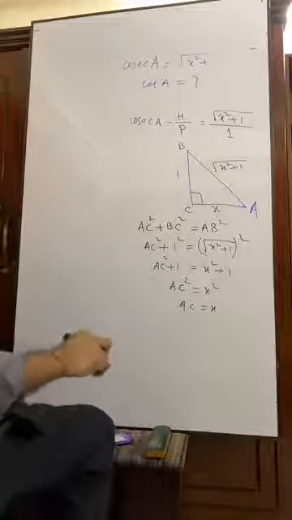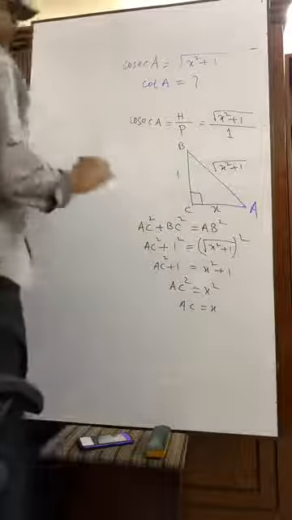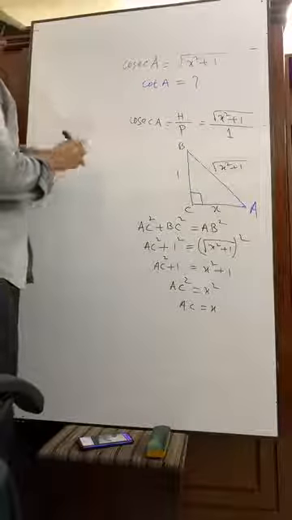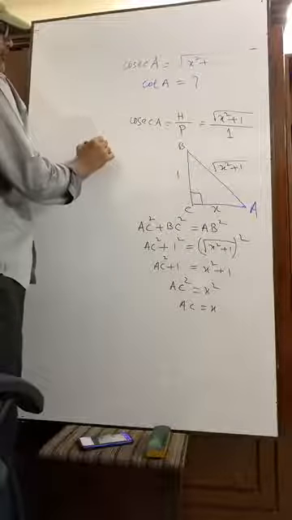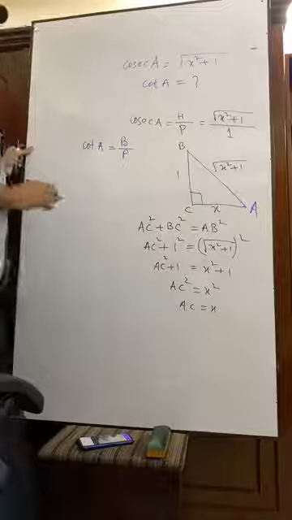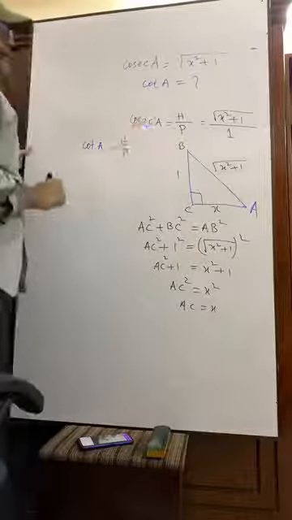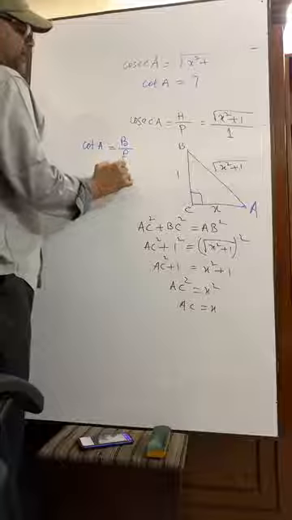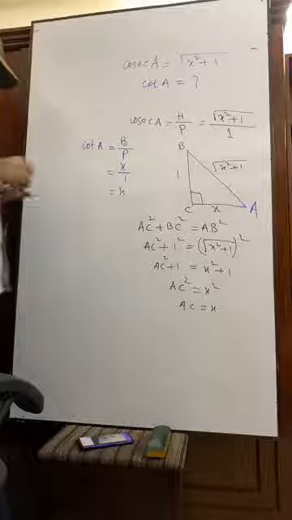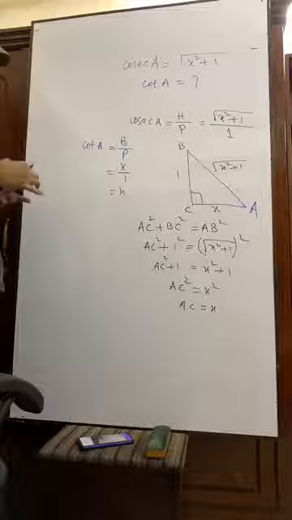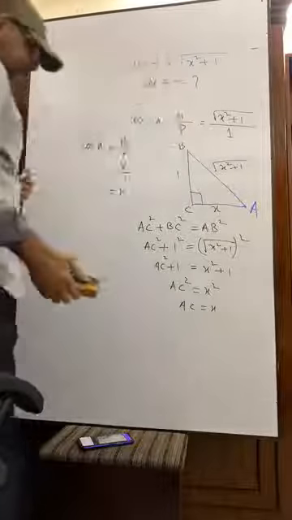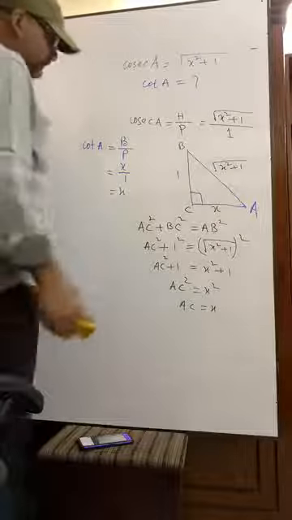So we are told to find the value of cot A. Cot A equals what? Cot A is equal to base by perpendicular. So what is base? Base is x, perpendicular is 1. So our answer is x.